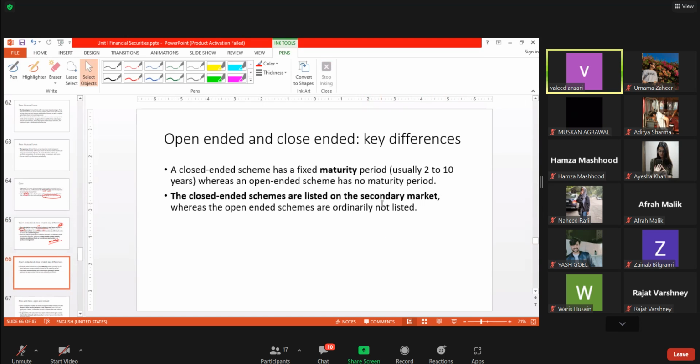Are listed on the secondary market, that is, the stock market. So I have already explained to you. Go through the slides. All things are explained in quite detail.